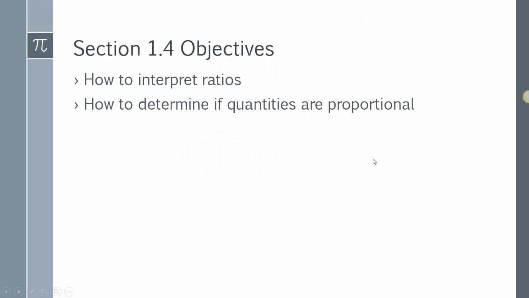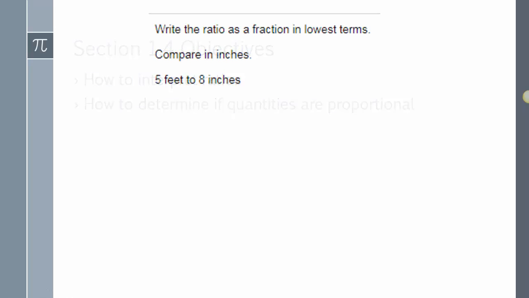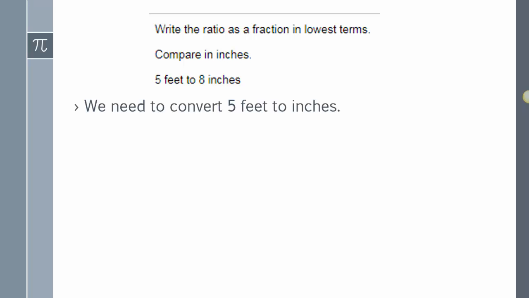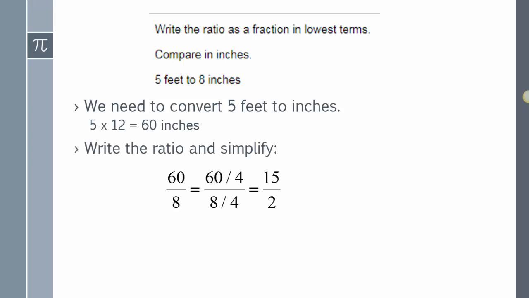All right, in the last section for this week, we work with ratios. We want to interpret ratios and then determine if they're proportional. So write the ratio as a fraction in lowest terms, and we want to compare in, notice the units, inches. So we need to convert 5 feet to inches. We know there's 12 inches in a foot, so we multiply 5 times 12, or 60 inches. So here's my ratio: 60 over 8. 60 and 8 are each divisible by 4, so my simplified fraction is 15 over 2.